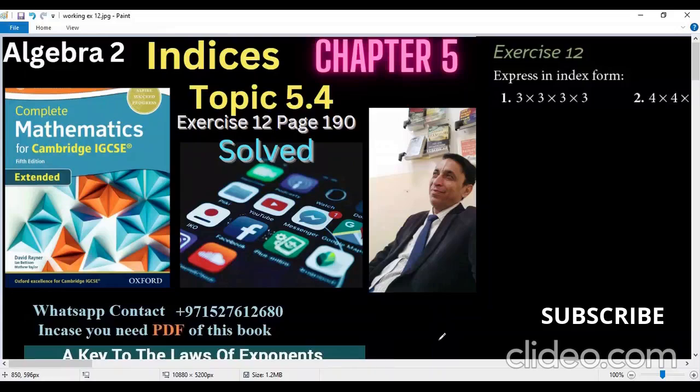Hello everyone. Hope you are all doing well. This is chapter 5 in Algebra 2, and the topic this time is going to be indices. Indices has three exercises: exercise 12 on page 190, exercise 13 and exercise 14.